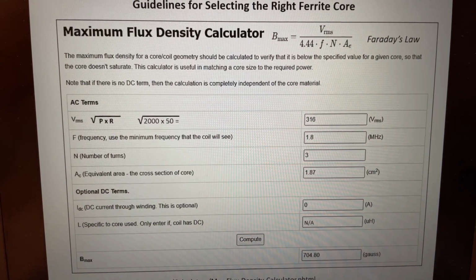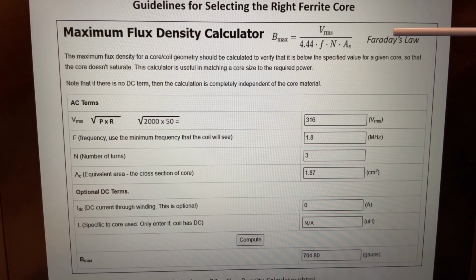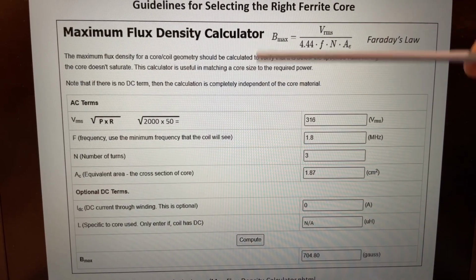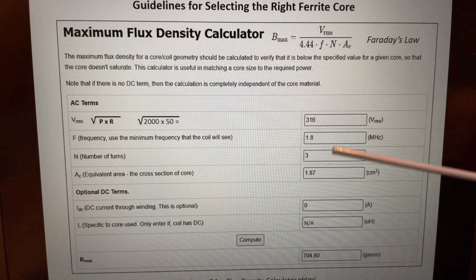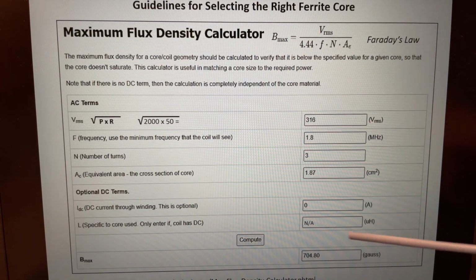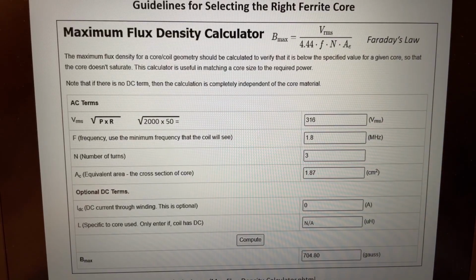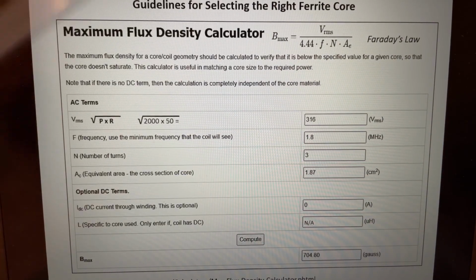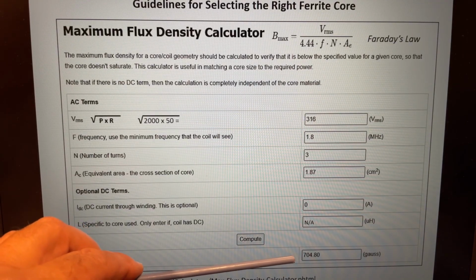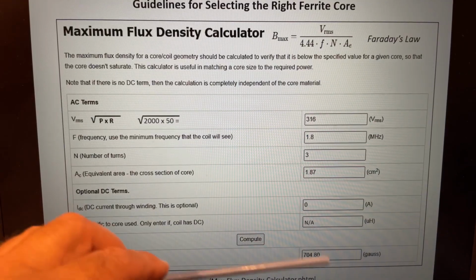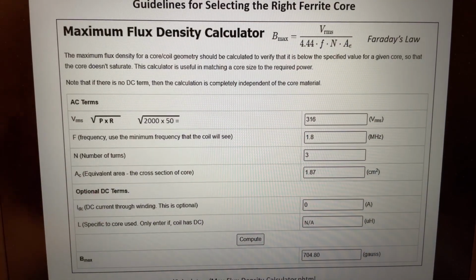So basically, it's based on Faraday's law. So here's the equation that we use. And again, this online calculator does all these calculations for you. You just have to plug in the numbers. And the Gauss for our particular application would be around 705. Okay, so we're using Gauss as a unit of measure. The newer standard, the SI standard, uses Teslas, but a lot of the old data sheets still show Gauss.